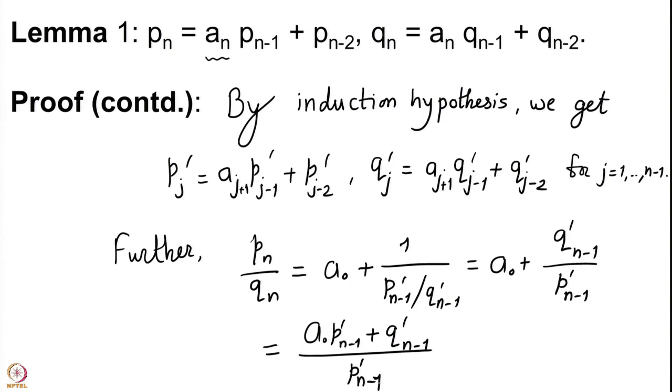Here there is nothing specific about n. We could have replaced n by any j and the result would still be true. In fact, we are going to require the result for a general j later. This is true for any j.